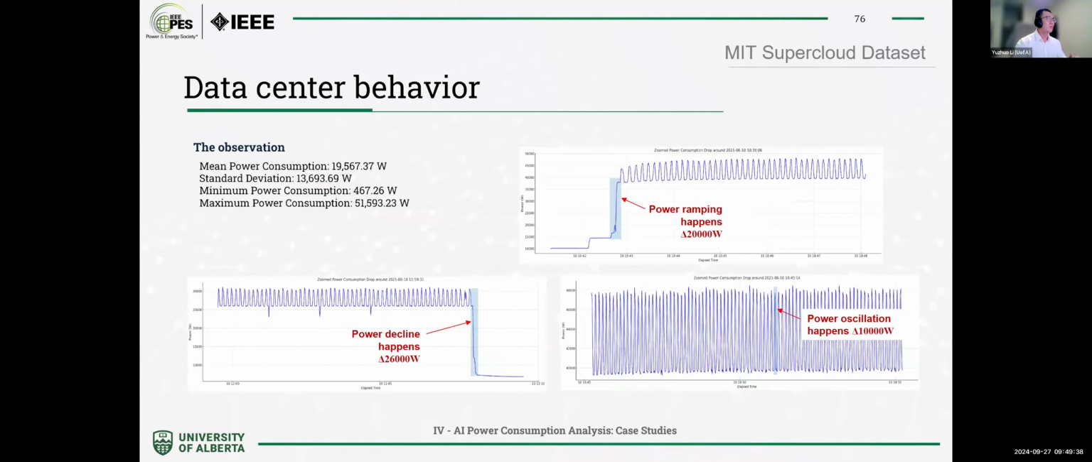So in detail, we can observe some interesting dynamic behavior inside. For example, the power ramping can happen at the beginning stage of the training, and the figure on the upper right-hand side shows a roughly 20 kilowatt power ramping happening really quickly.